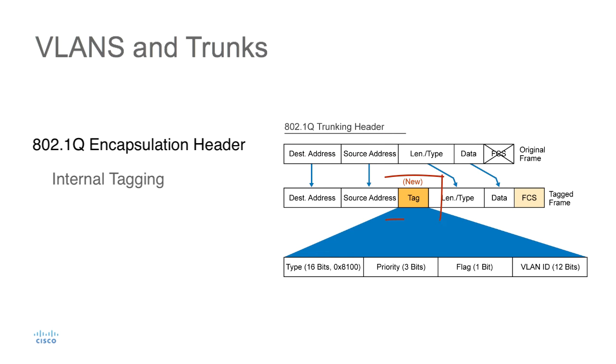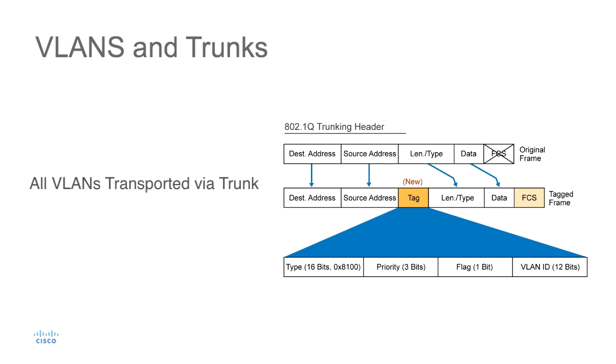802.1q uses an internal tagging mechanism that inserts a 4-byte tag field into the original Ethernet frame, which includes the original VLAN number. And by default on a Cisco switch, all VLANs configured on the switch are carried over a trunk interface.